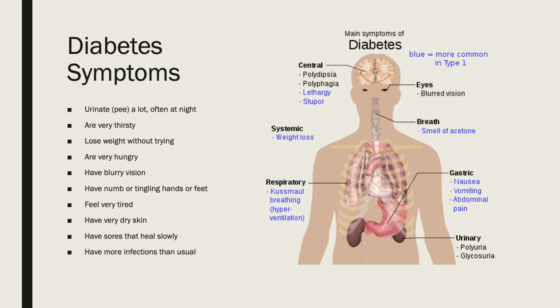So there's different symptoms of diabetes. You have to pee a lot, you're very thirsty, dry mouth, you lose weight without trying, you're very hungry, your vision's blurry, numbness or tingling in your hands and feet, you feel very tired, dry skin, sores that don't heal, and have more infections than usual.